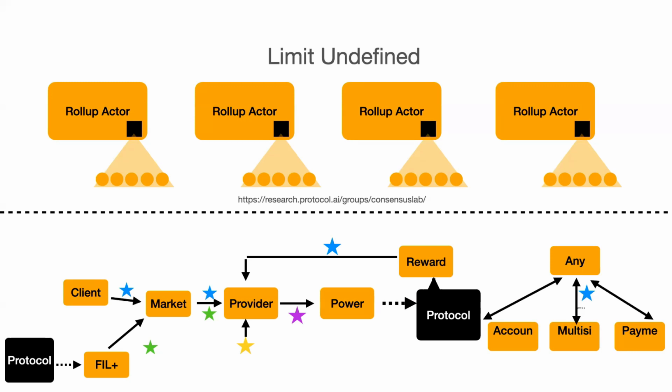A rollup actor, as I'm trying to demonstrate here, has as a state pointer a whole other state tree, a whole other network. The idea is that all of the message validation happens off chain, and then there's some sort of delegation of disputes to the main chain. So with an FVM, you can pretty easily just create these in user space.